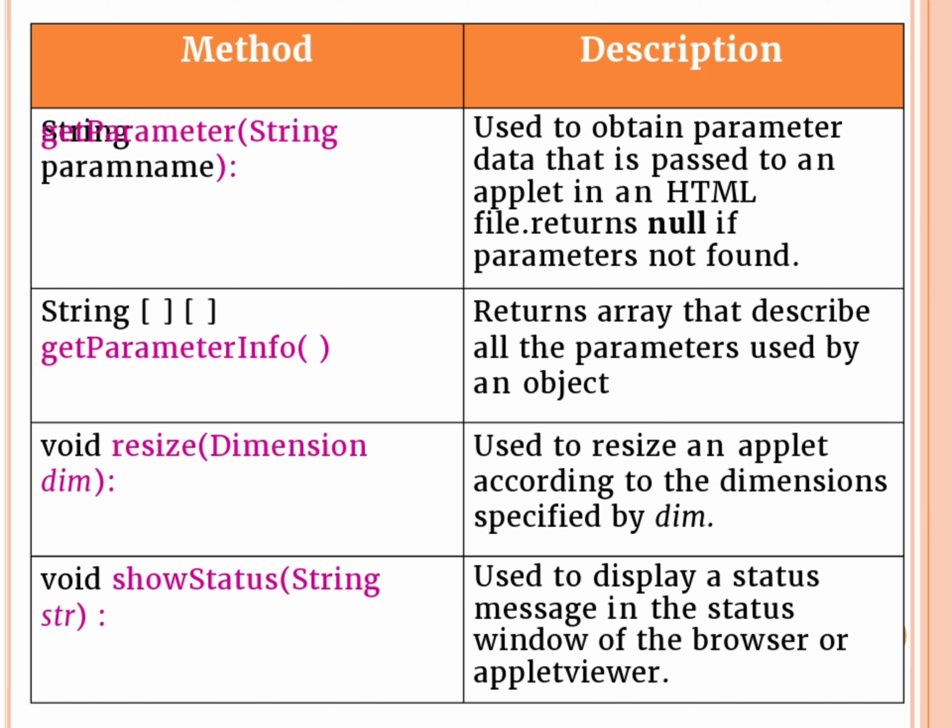The next method is String getParameter(String paramName), which is used to obtain parameter data in the HTML file, and it will return null if the parameter is not found. The next method is the String array method named getParameterInfo, which returns an array that describes all the parameters used by an object. Then we have the resize and showStatus methods. Resize is used to resize the dimensions of the applet with the dim parameters, and the showStatus method will display the status message in the browser.